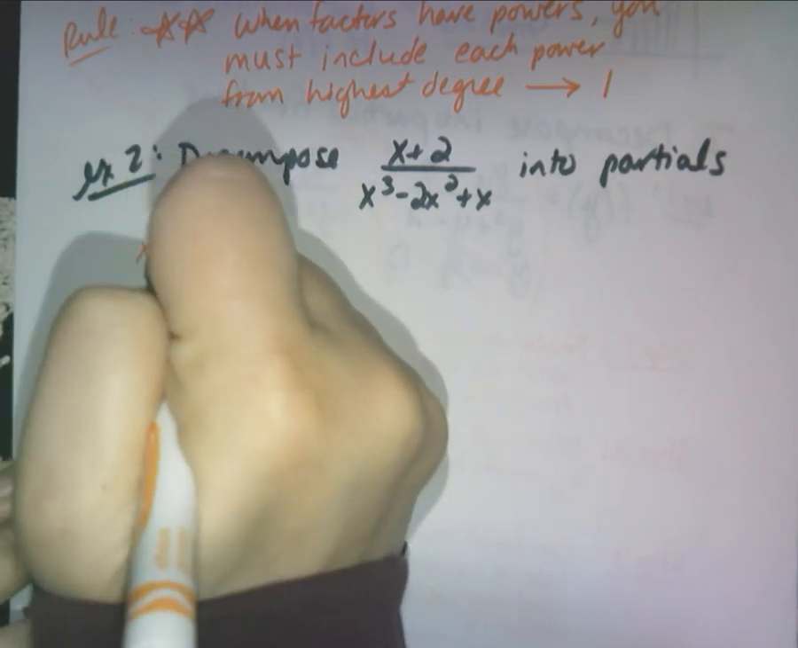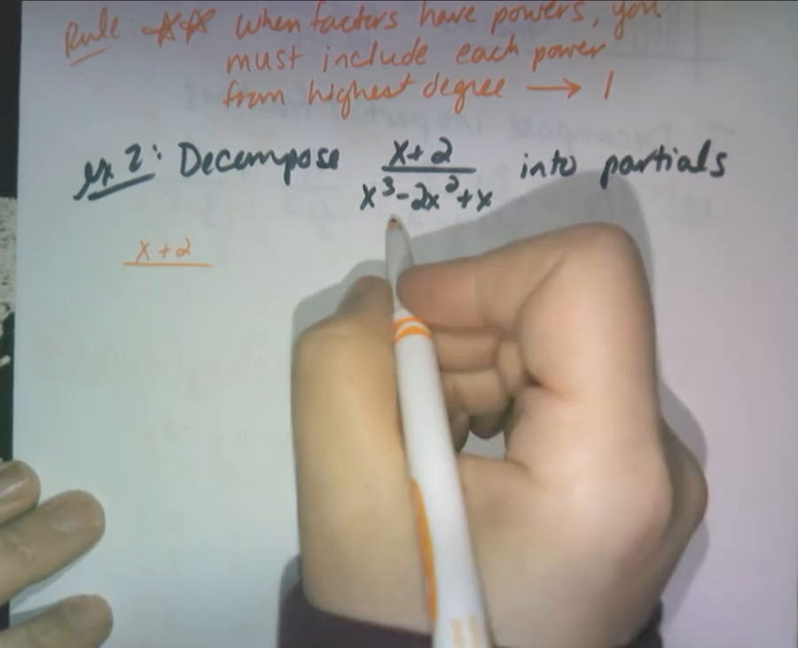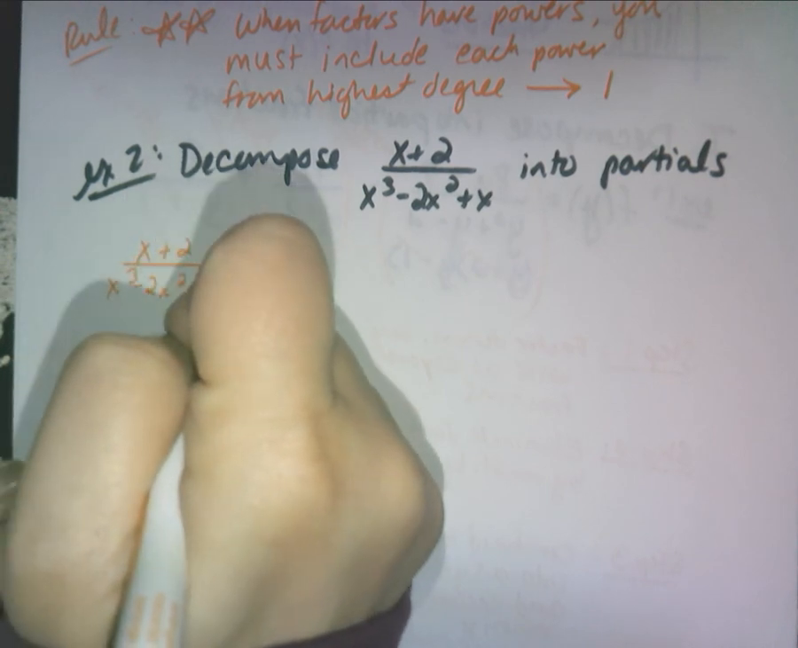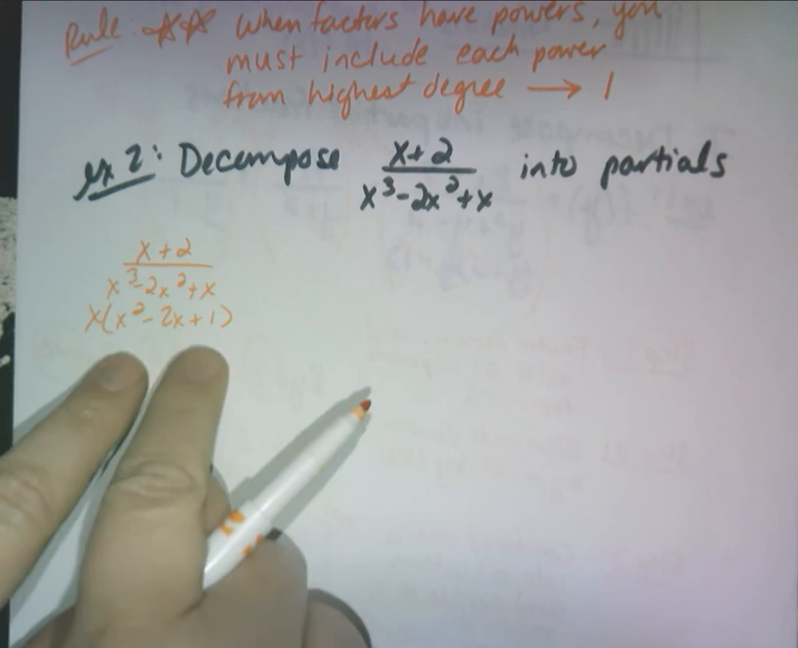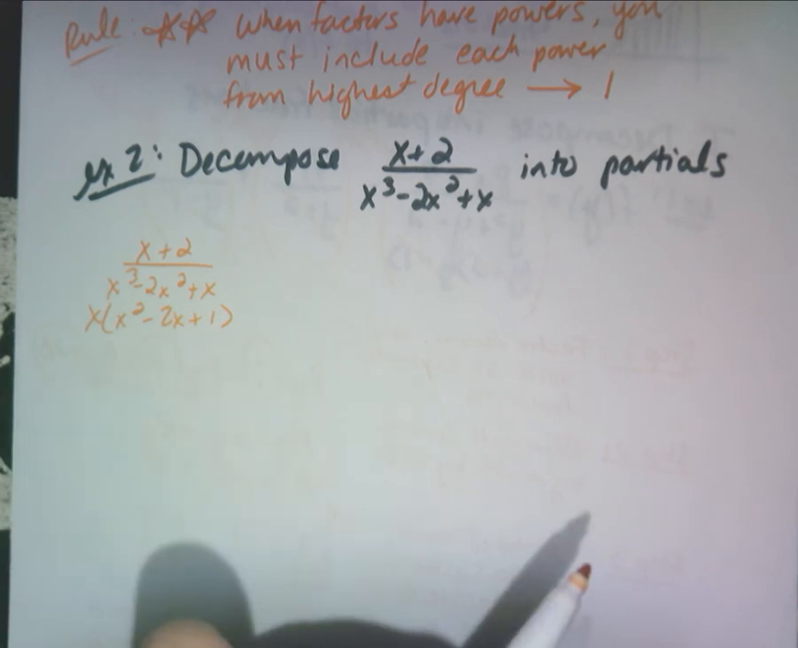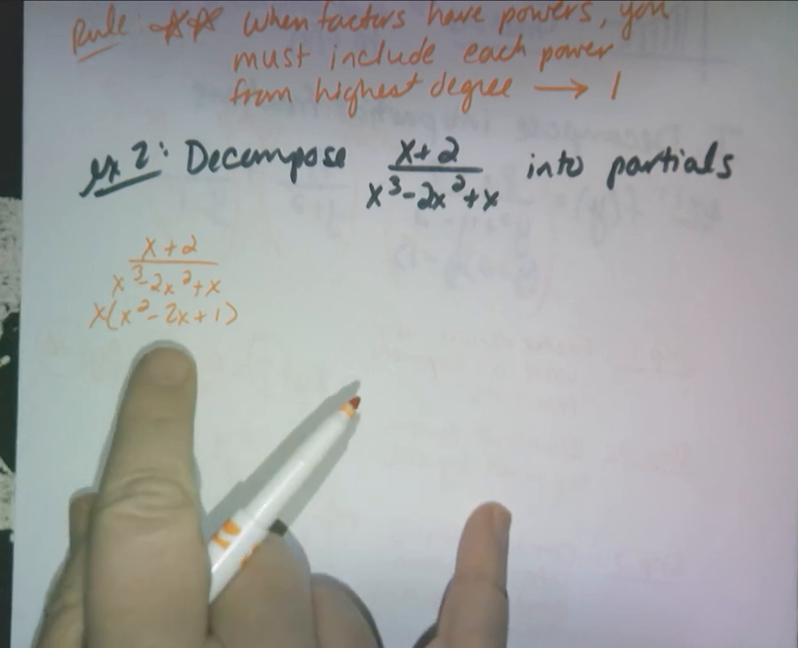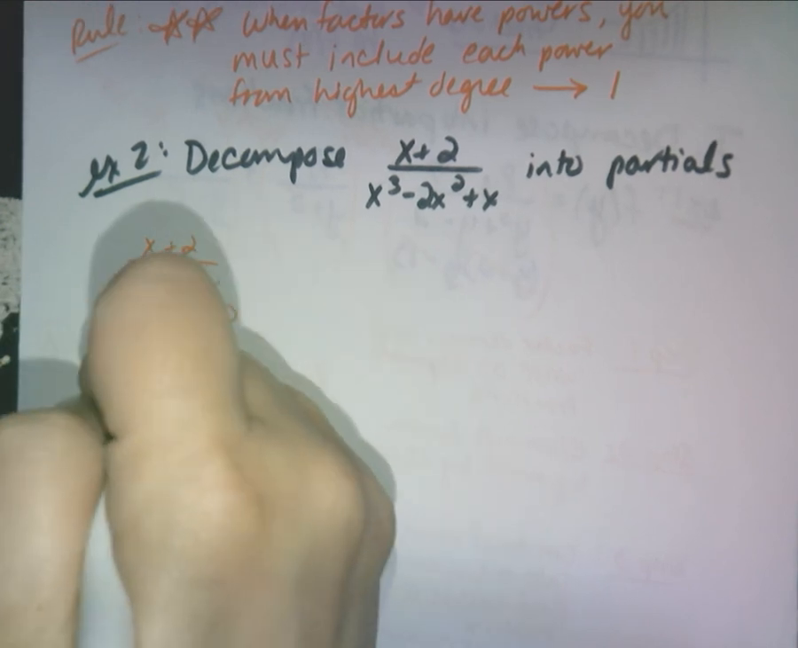All right, so let's take our denominator here and let's decompose this. What can I factor out of the bottom? An x. And I'm left with x squared minus 2x plus 1. What does that factor into? Two numbers that multiply to 1 but add to a negative 2. x minus 1, which is x minus 1 squared. Okay, so there we go.